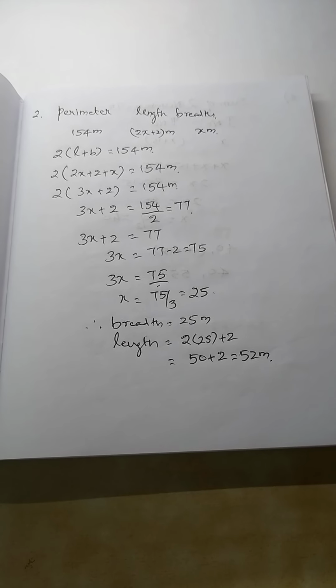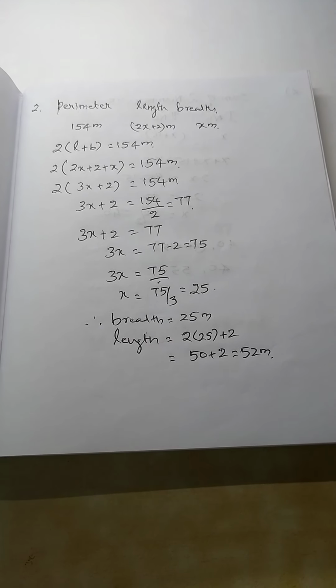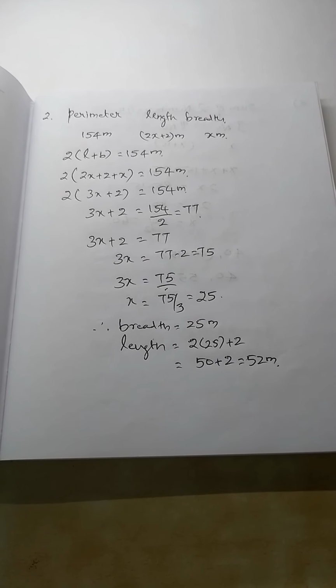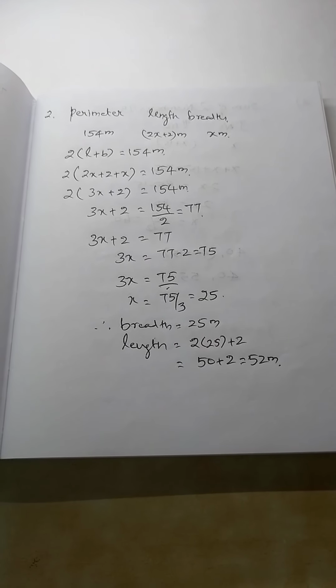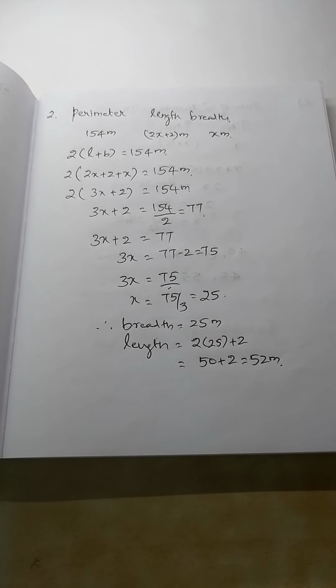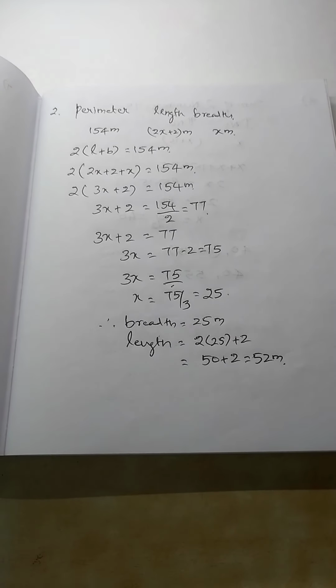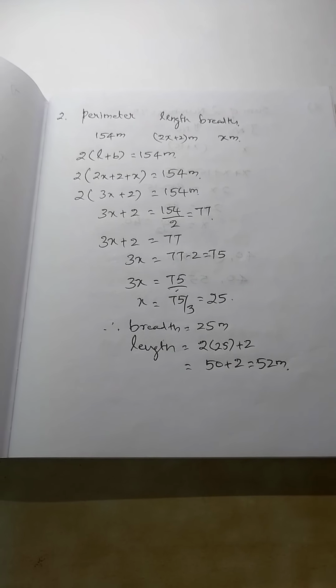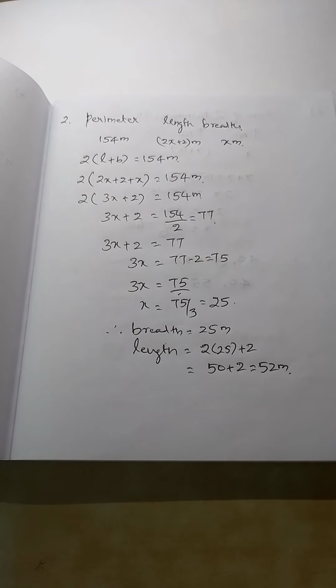Now we go to the second question of the exercise. The question is, the perimeter of a rectangular swimming pool is 154 meter. Its length is 2 meter more than twice its breadth. What are the length and the breadth of the pool? So here we are given a rectangular pool, right?